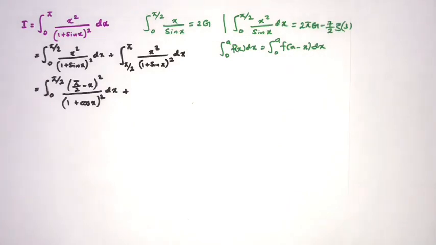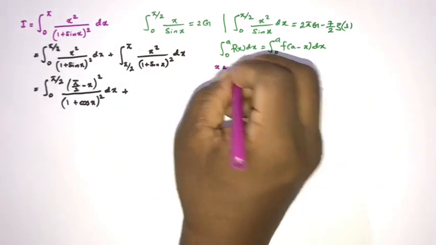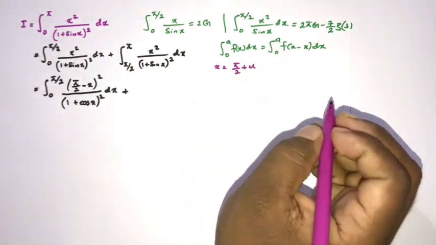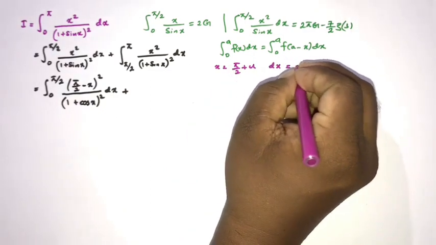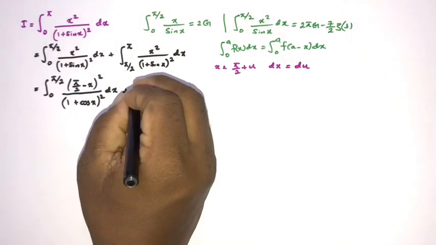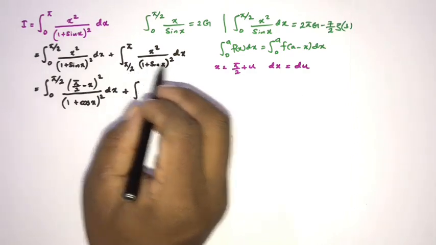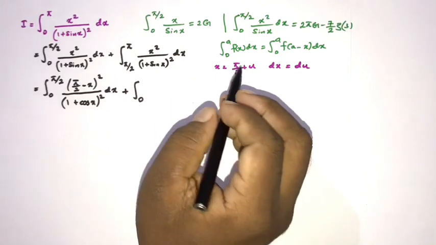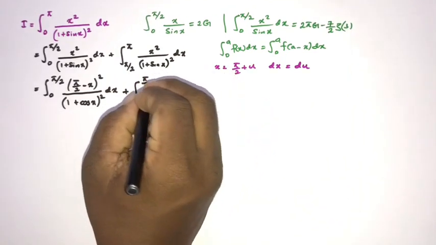Therefore we can take a substitution. x is equal to pi over 2 plus u. So if we differentiate, we have dx is equal to du. Now we need to change the boundaries. Lower limit, when x approaches pi over 2, we know u approaches 0. Upper limit, when x approaches pi, minus pi over 2, we know pi over 2, so 0 to pi over 2.